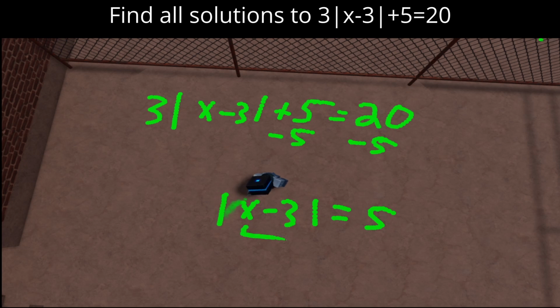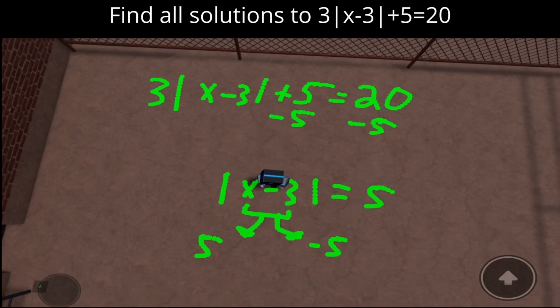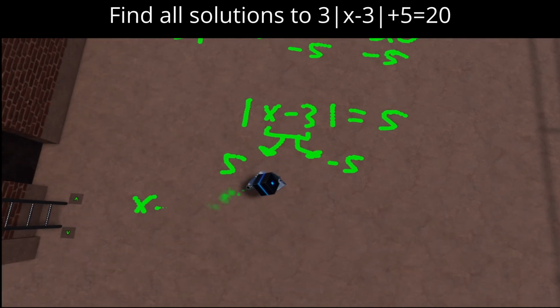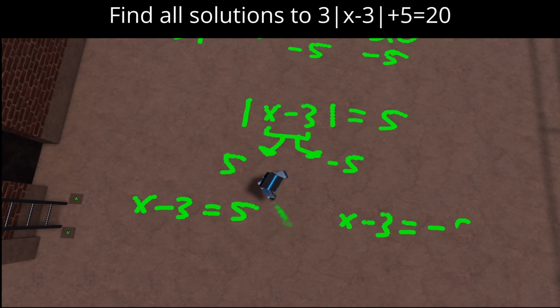What that means is that x minus 3 can either be 5, but it could also be negative 5, because the absolute value of negative 5 becomes 5. So let's set up two equations. I'll have x minus 3 is equal to 5, and x minus 3 could also be equal to negative 5. To solve both these equations, just add 3 to both sides.